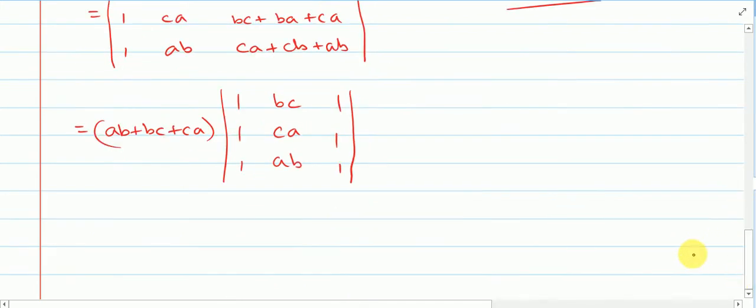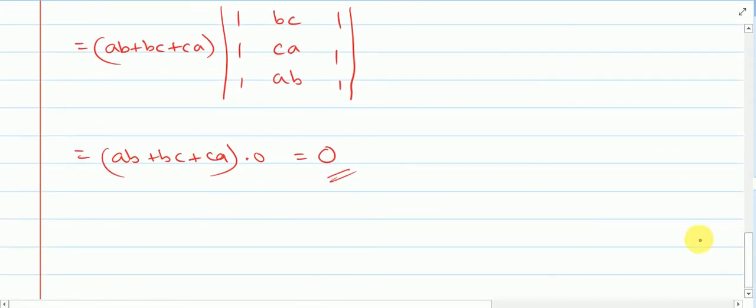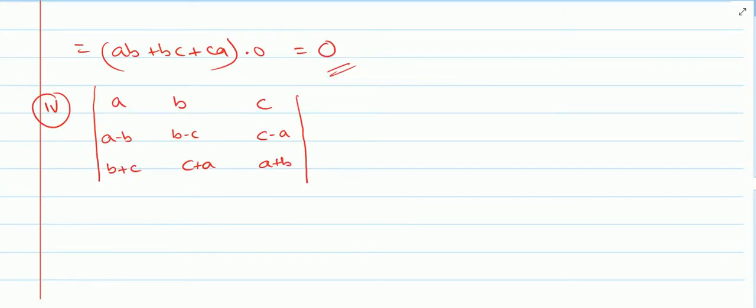Now can you tell me what would be the value for this determinant? Answer would be 0, because here you can see two columns to be same. Yes, first and third column identical. So you get AB plus BC plus CA into 0, that is 0. So this was your question number 3. Now let us see 4. Okay, so this is your question number 4.